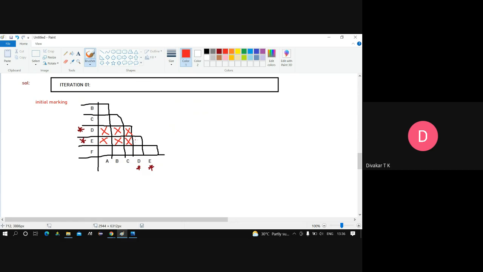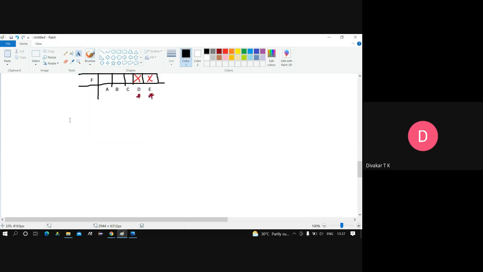So D, E, be careful here. D is a final state, and E is also a final state. No marking. We are not supposed to mark anything. This is where you can become a fool. Sometimes you will mark this one, and then the entire problem will go wrong. So don't mark that one. Next, D, F, yes, we have to mark. E, F, yes, we have to mark, because only one is a final state. Perfect. We are done with this one. So what is the next step? Subsequent marking.